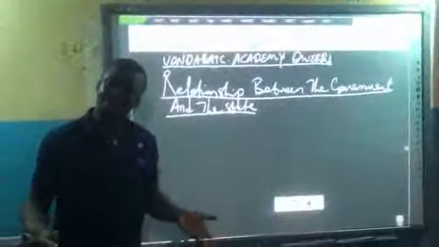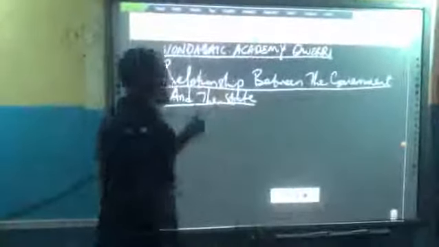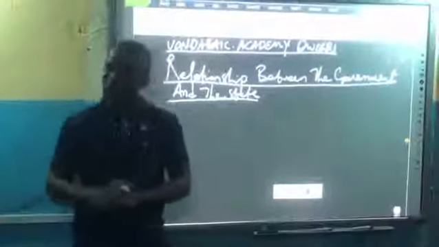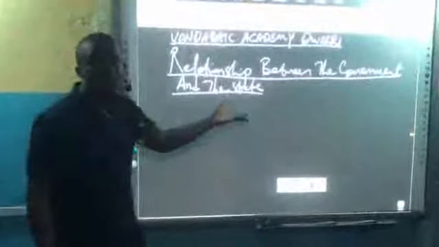Alright. Now, government and the state. What is the relationship between the government and the state? What you should know is that government and the state, they are complementary to each other. I believe you know what the word complement means. That means if the government is not there, the state cannot function.